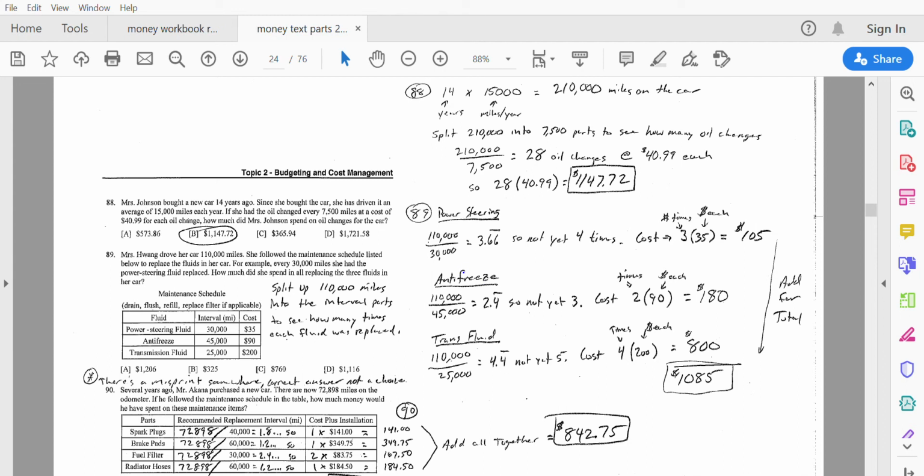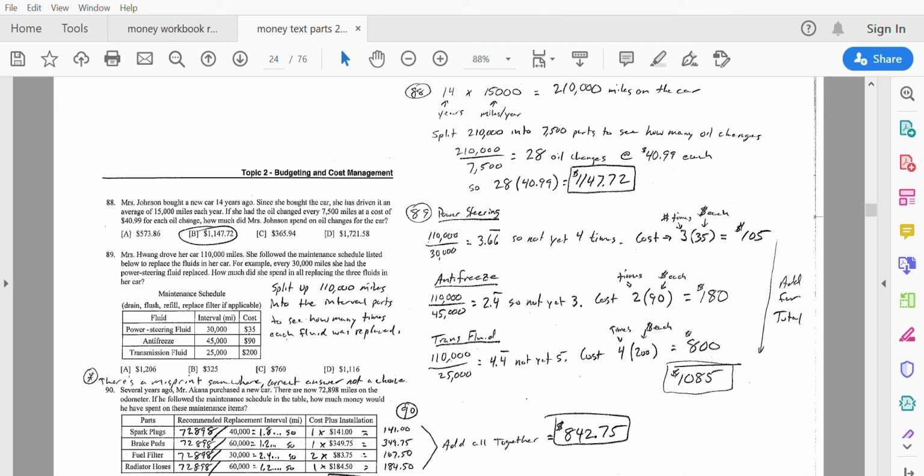We take 110,000 and divide it by 45,000 to see how many times she had to change the antifreeze. It comes out to be 2.4 repeating. Okay, so not yet 3. So she's only had to change it 2 times. That's $90 a time, so that's $180.